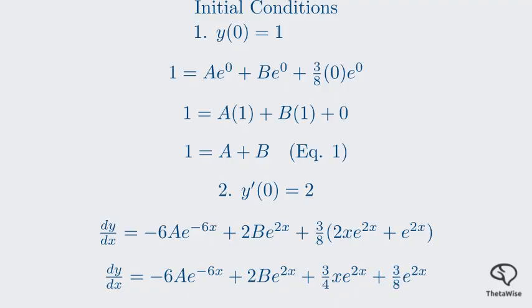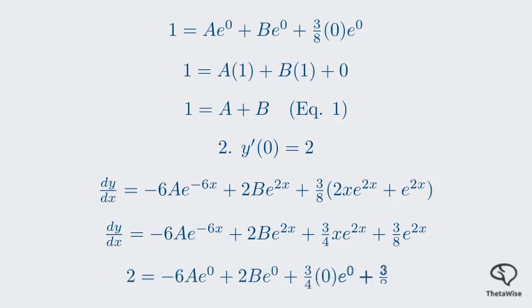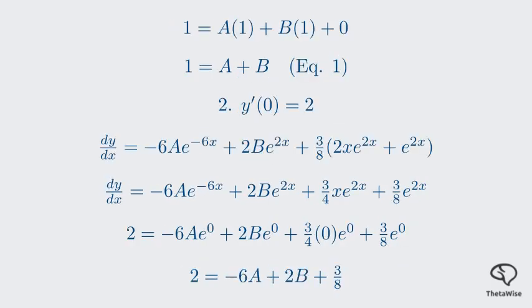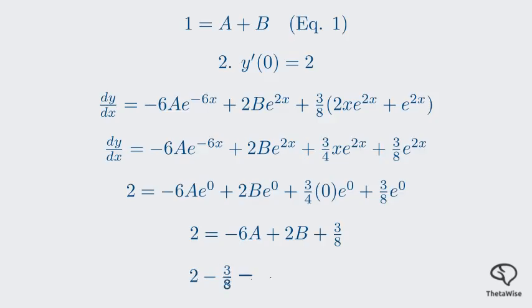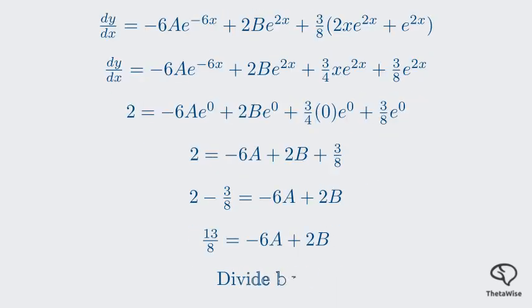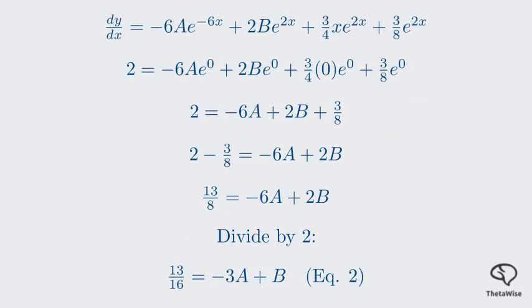Now we can apply the second initial condition. Substitute x equals 0 and dy/dx equals 2 into this derivative expression. 2 equals negative 6a plus 2b plus 0 plus 3/8. Let's simplify this equation to get our second relationship between a and b. We need to subtract 3/8 from 2. 2 is 16/8. So 16/8 minus 3/8 equals 13/8.